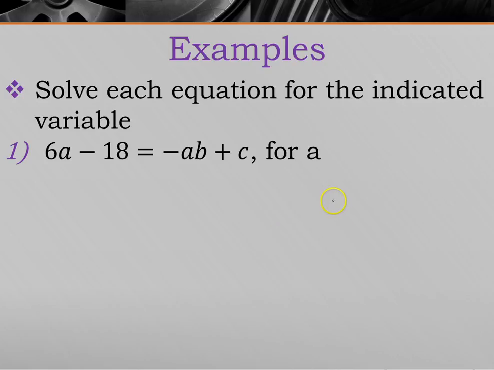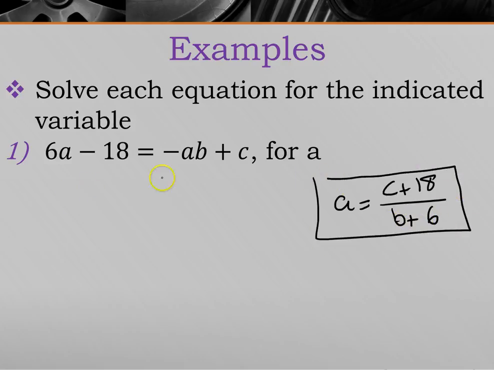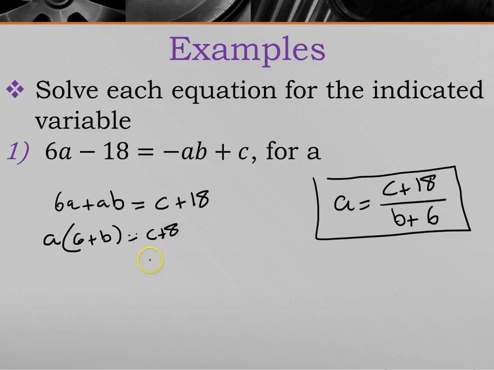Okay, so you should be getting for your answer a will equal c plus 18 over b plus 6. Again, if you move things around, move the ab to the left, the 18 to the right, you have 6a plus ab equals c plus 18. They both have the a in common, that's where you can factor it out, leaving a 6 and a b. And that's how we are able to get this equation right here.